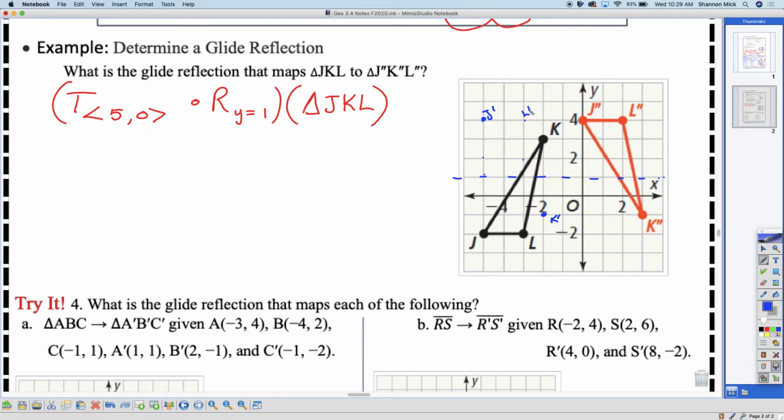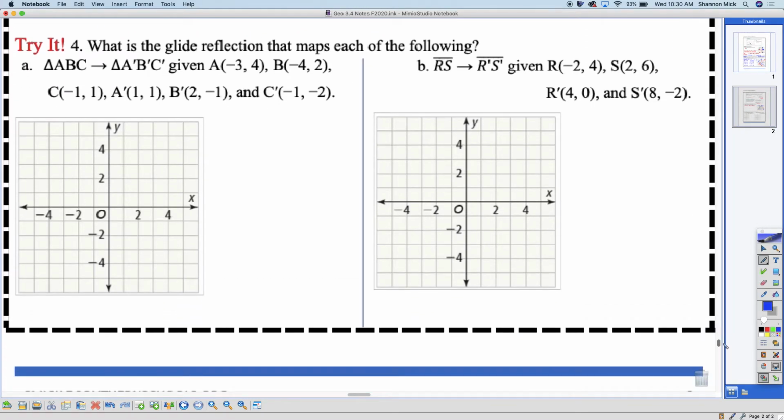And now I need to do what with all my points? Translation, so slide. I need to slide 5 to the right. Okay, so 1, 2, 3, 4, 5 puts L right there, doesn't it? And then 1, 2, 3, 4, 5 puts it right there. And 1, 2, 3, 4, 5 puts me right there. So would it be a bad idea to check your work? Yes, totally horrible idea. Always.